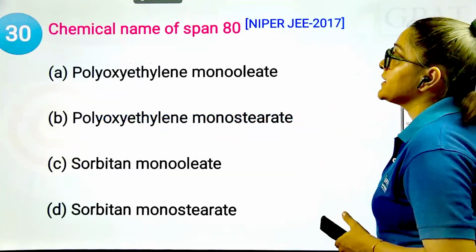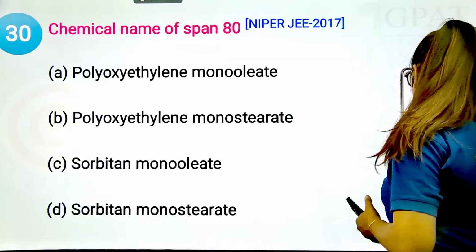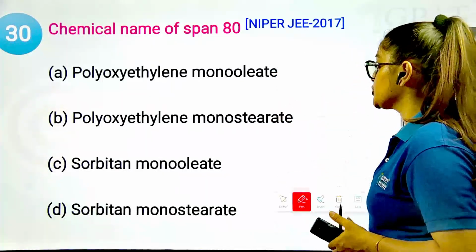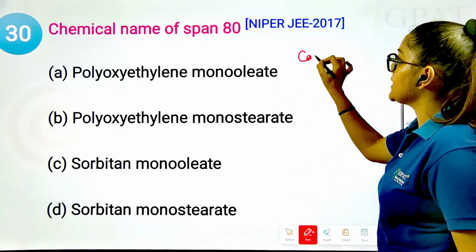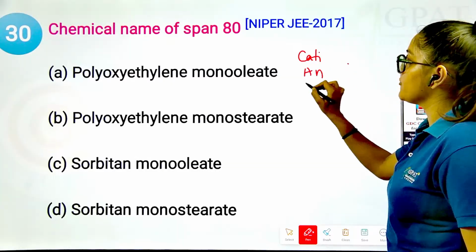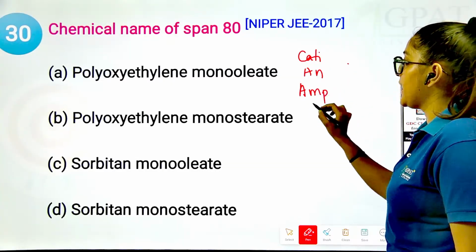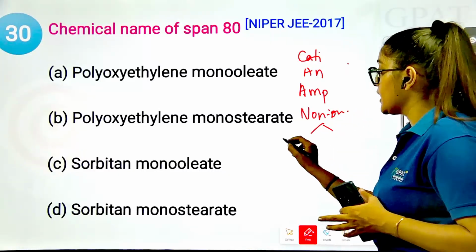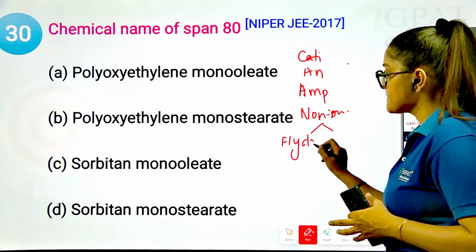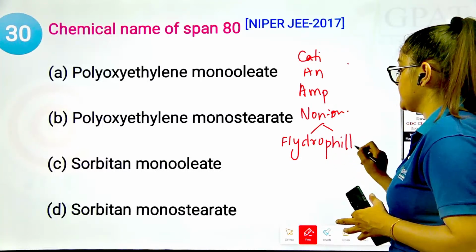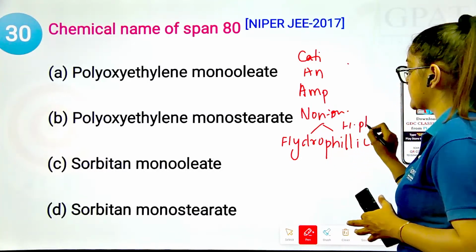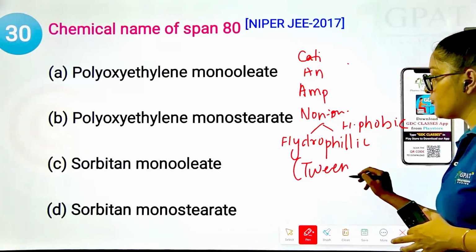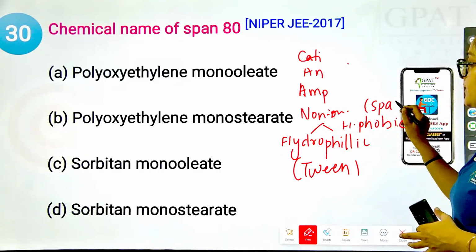Yes. Next, chemical name of Span. See, once we are talking about the classification of the surfactants, you should remember that we have cationic, anionic, ampholytic and non-ionic ones. For the non-ionic ones, we have hydrophilic surfactants and hydrophobic surfactants. For the hydrophilic, we have Tween. For the hydrophobic, we have Span.